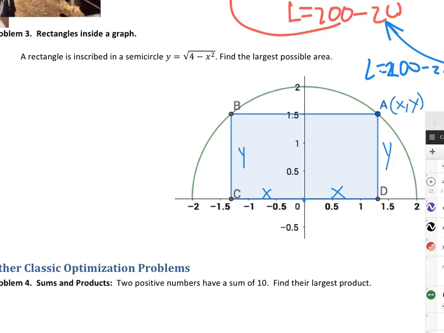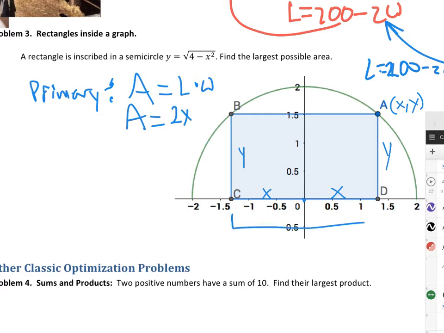So our primary equation, the thing we want to maximize, is the area. So we ask ourselves, what do you want to be the largest? Well, here we want the area to be the largest. Area is length times width. Or in this case, area is 2x, because that's how long it is. Not just x, it's 2x times the width, or y. Or base times height, if you want to think of it that way. Now the secondary equation that we know is this equation, y equals the circle.